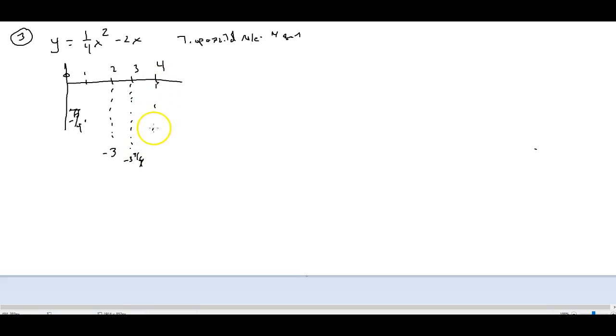Then I plug a 4 in there. And 4 squared is 16, divided by 4 is 4, minus 8 is -4. Okay?